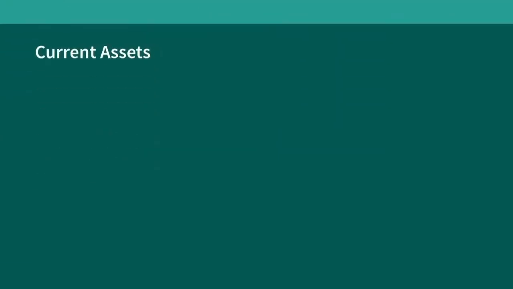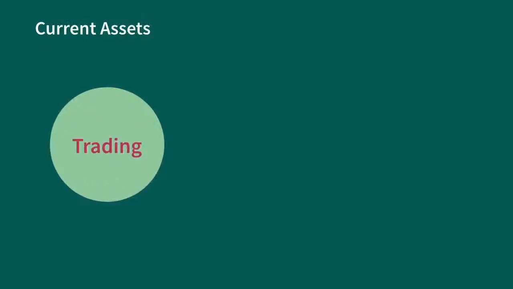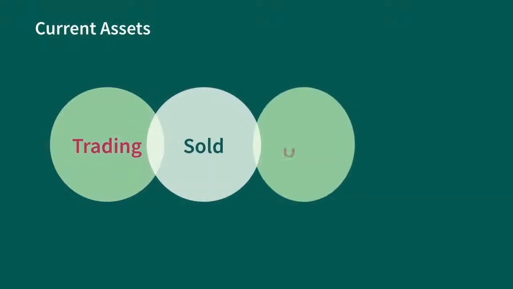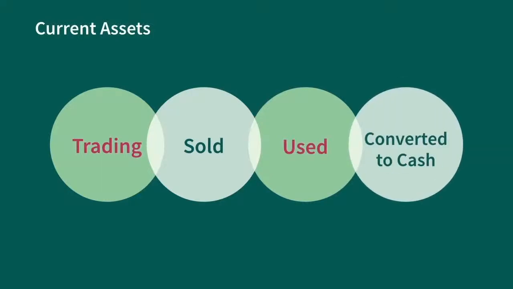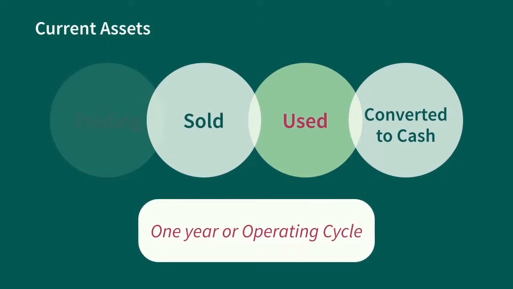Okay, current assets. There are four basic defining characteristics that would lead us to classify an asset as current. Either we have an instrument held for trading, we have an item that is expected to be sold, we have an item that is expected to be used, or an item that somehow otherwise is expected to be converted into cash. Now with these last three, the expectation is always intended to mean either a year or one operating cycle, whichever is longer.